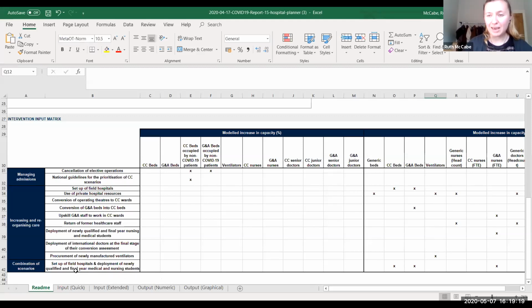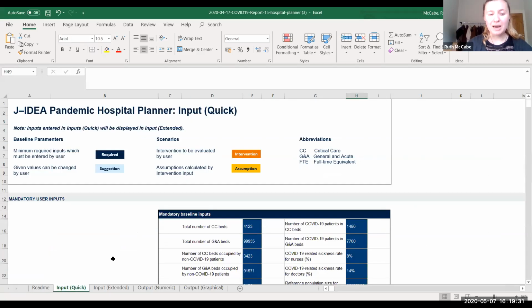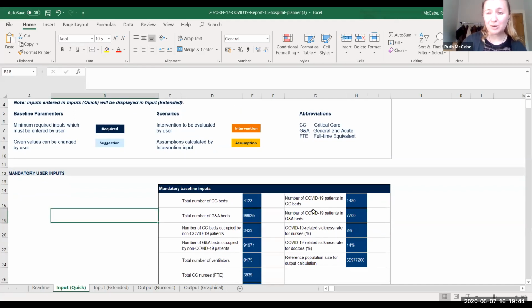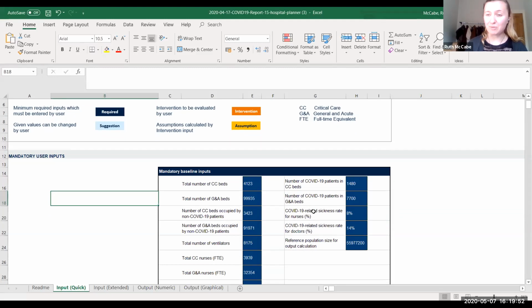Then looking at the input sheets, you'll notice that we have 2 of these. It's very important to note it doesn't matter which one you use because you will end up with the same result. Input quick is a simplified version of the inputs so that you can get going with the planner very quickly. We've identified the baseline inputs which we think are the most critical to the analysis, so things that you really can't proceed without knowing. This is things like the number of beds that you have across both categories and staff availability.